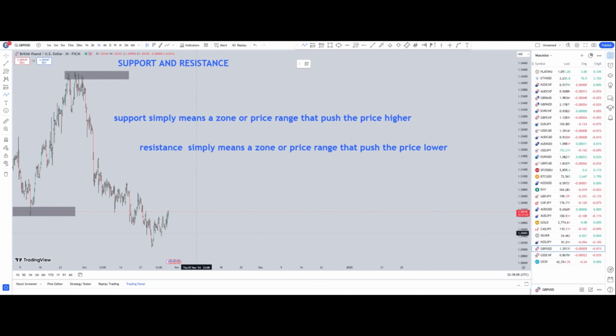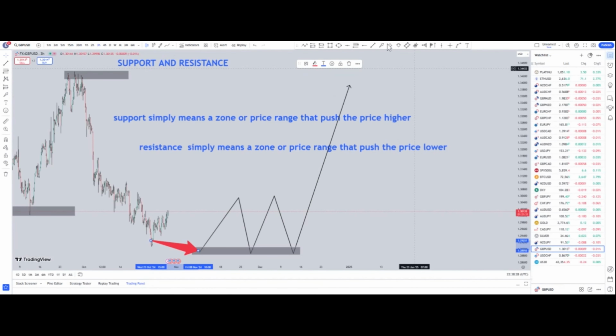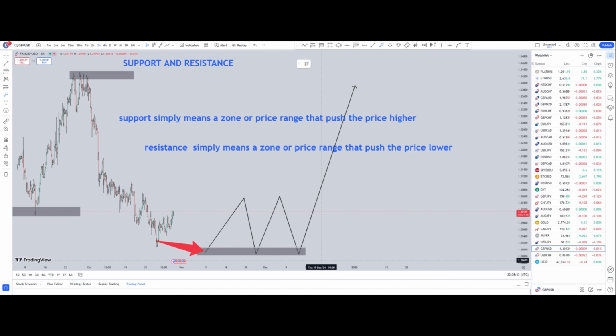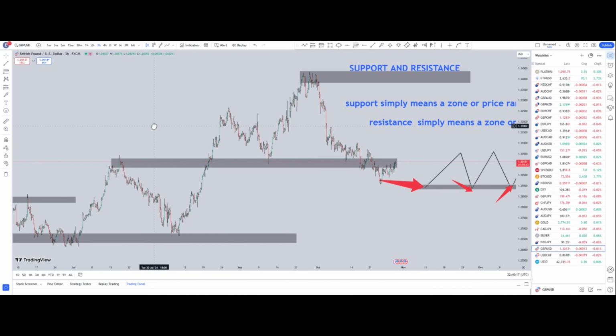So, let's just draw an illustration. A support is any point that pushes the market higher, like this point here. You can see that we had a first touch here, a second touch, and a third touch here. So this point is called a support. Why? Because the market has been rejecting from here and also creating massive higher movements. Support is just a zone in the market that pushes the market higher.